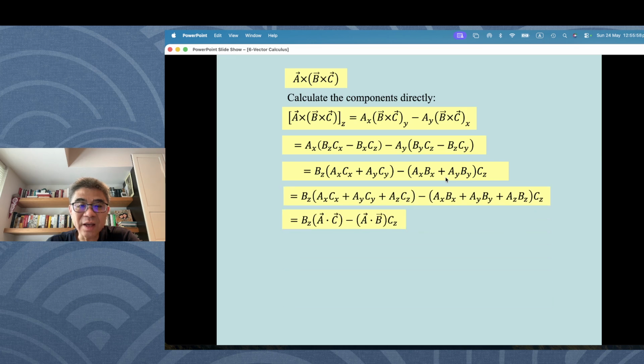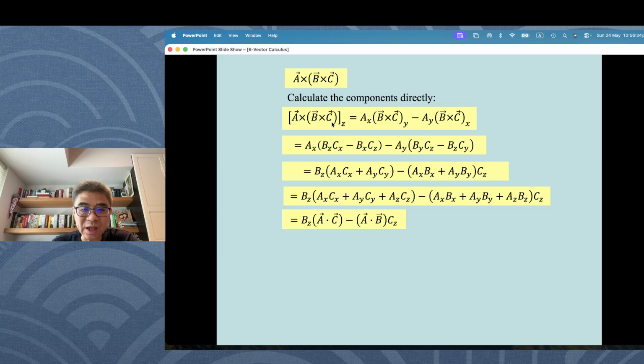So I can add BZ, AZ, CZ to the first term and subtract it from the second term, AZ, BZ, CZ, so that I have a complete inner product and complete inner product. So this whole thing can be written as BZ times A dot C minus CZ times A dot B. And it's the Z component corresponding to what we are calculating. It is the Z component of A cross B cross C.